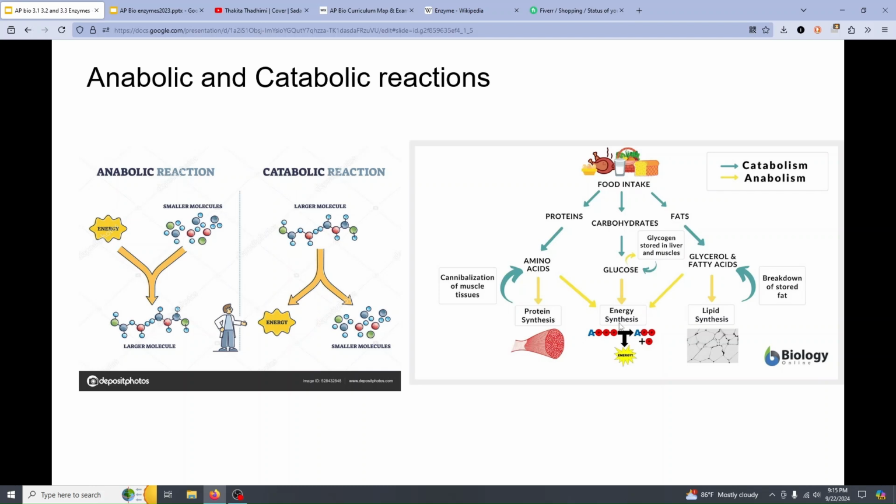So the energy is stored in ATP molecules, and again ATP molecules are broken down when the body needs to make stuff, to synthesize, for example, new proteins. Then you're going to need some ATP molecules broken down into ADP, and that energy released is going to be used for constructing new proteins.